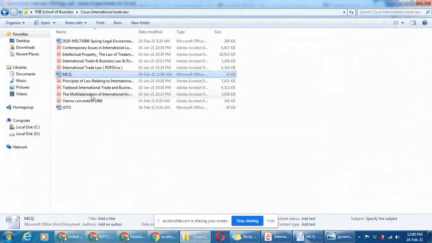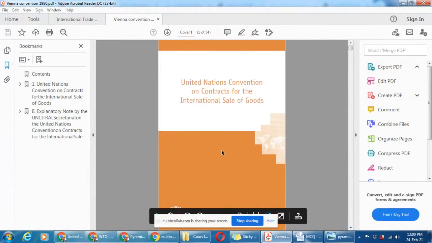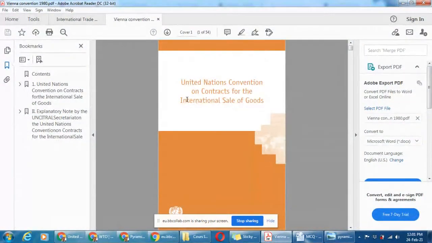When we look at the Vienna Convention, it's an international treaty. So this Vienna Convention treaty in any state will take the second place after the constitution of the state. If we take France as an example, we have the French constitution. After this, we have the international treaties, and also the European treaties. After that, we have the ordinary law and the decisions taken by the government. So any law made by the French parliament, any decision taken by the French government, should not violate the international or European legal rules. It should abide by and respect the international legal rules, including the international sale of goods, because France is a member of the WTO.